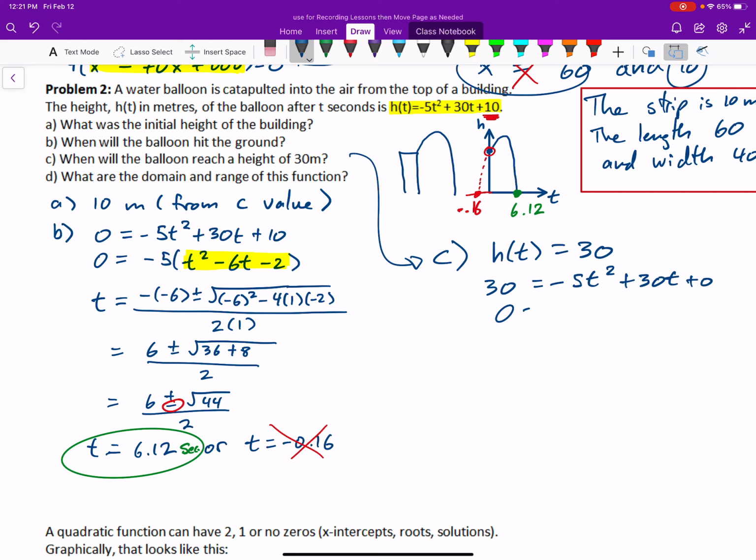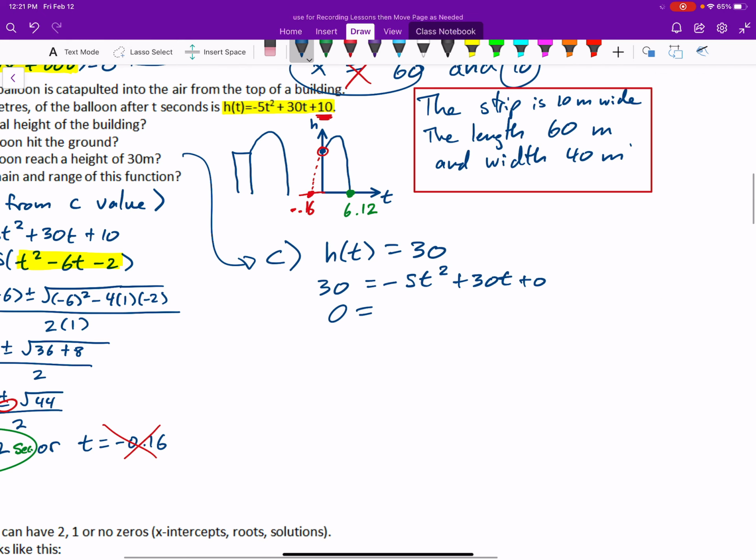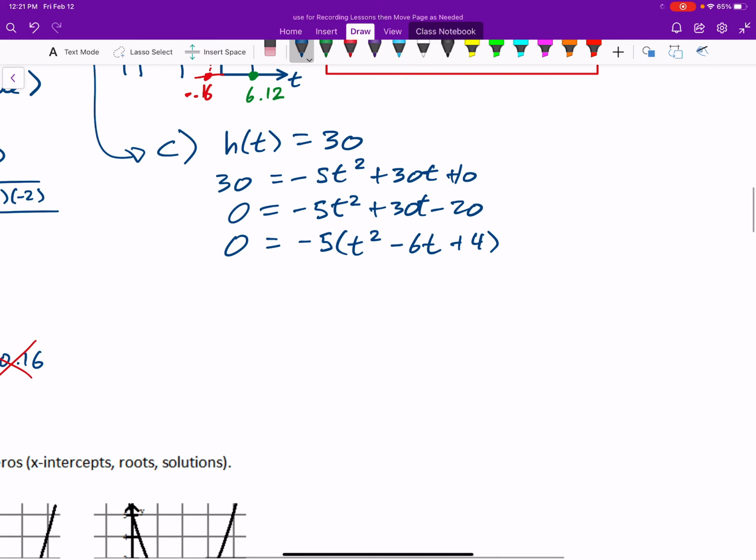So if I bring the 30 over, I need to put it in standard form. If I bring the 30 over, I get negative 5t squared plus 30t, and 10 minus 30 gives me negative 20. So again, I can try to see if I can factor it. I could take a common factor of negative 5 out again. I've got t squared minus 6t plus 4. But unfortunately, yet again, that's not factorable.